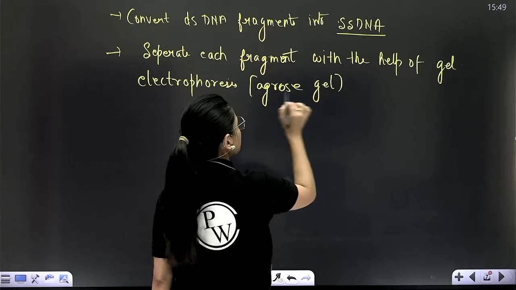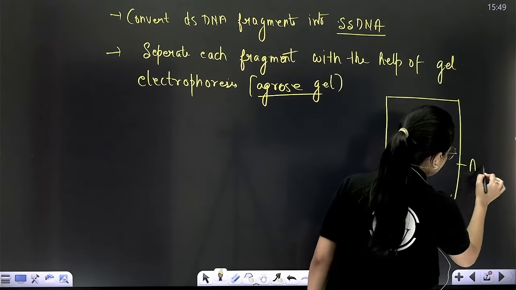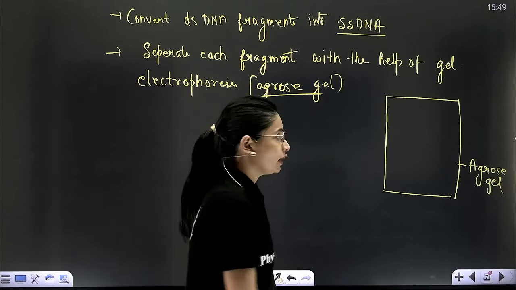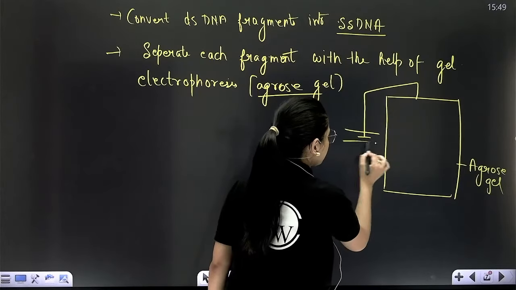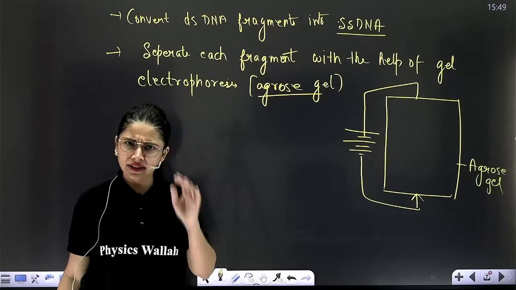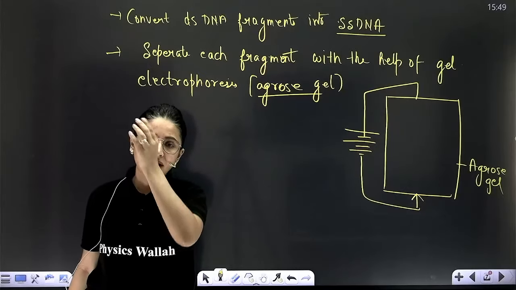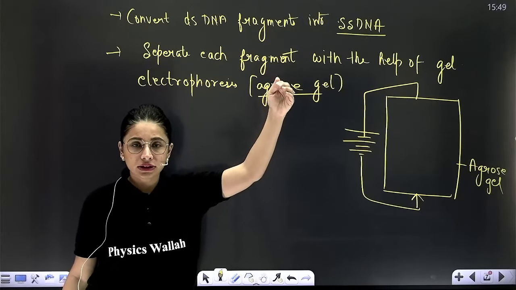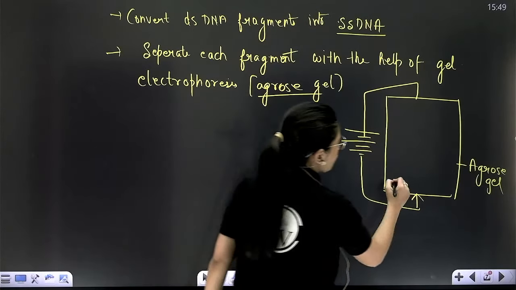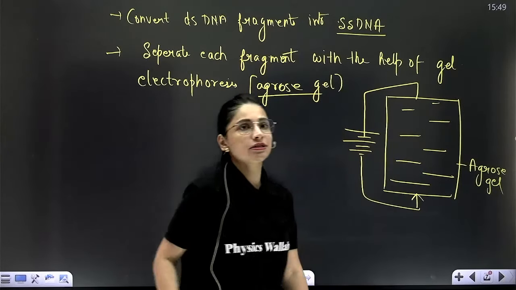Now what happens? You load your sample on the agarose gel, right? Suppose this is my agarose gel, this is the base on which I have loaded my sample having fragments of single-stranded DNA. And then I will connect it with electric current. DNA is negatively charged, so it will move from the negative towards the positive charge. The smaller the fragment, the more it will run and cover more distance on the gel, and the bigger the fragment, the nearer it will remain to the start point. So all the fragments on the basis of their size will be separated from each other.